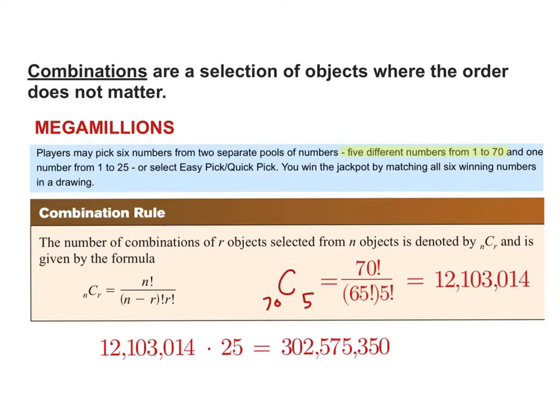Why wouldn't someone just buy those tickets? First of all, you have to fill out 302 million cards, which I'm sure you couldn't do. I don't know if you could walk up to the person at Publix and say, I'd like 302,575,350 tickets, please, and I want them all to be different. I don't know that you can do that. I also don't know anyone that has that much money, okay? And each ticket is $2. So you need twice as much as that to cover it all.